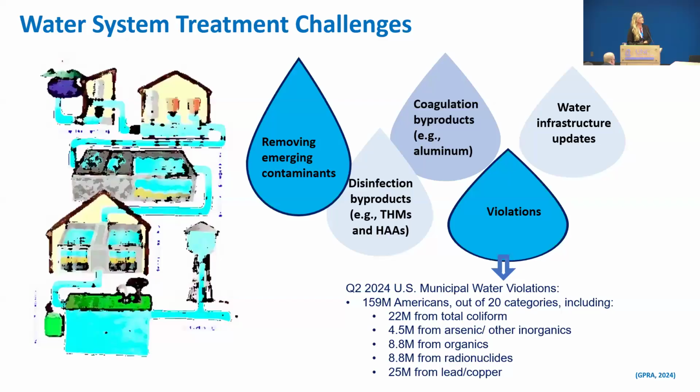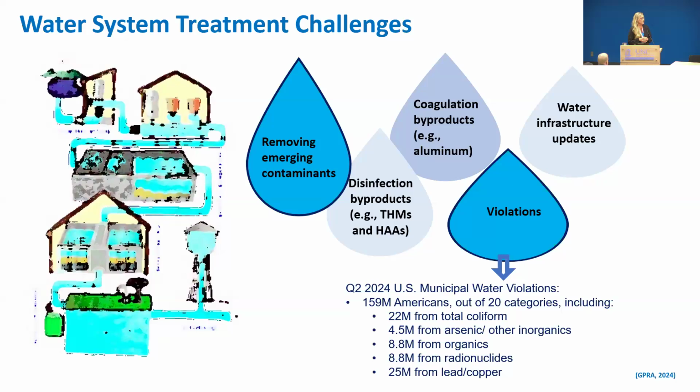At the water system treatment level, there's also challenges. There's huge challenges with removing these emerging contaminants. Detlef's going to talk a bit about that with PFAS and disinfection byproducts. The violations themselves in the last quarter of 2024 in the United States, for example, 159 million Americans were in a water system that had at least one violation out of 20 categories.